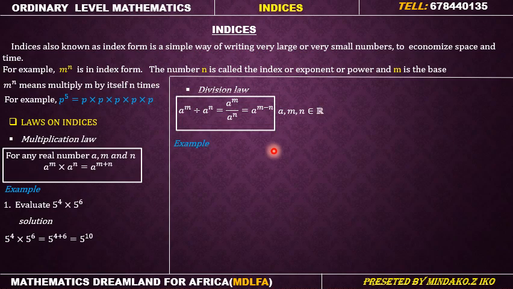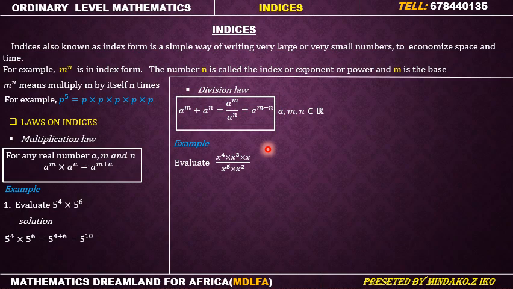Let's look at some examples. Evaluate x power 4 times x power 3 times x. This x is like x power 1. If I just write x, it simply means x power 1. Even 5, if I just write 5, simply means 5 power 1. Any number n simply means the number is raised to the power 1.